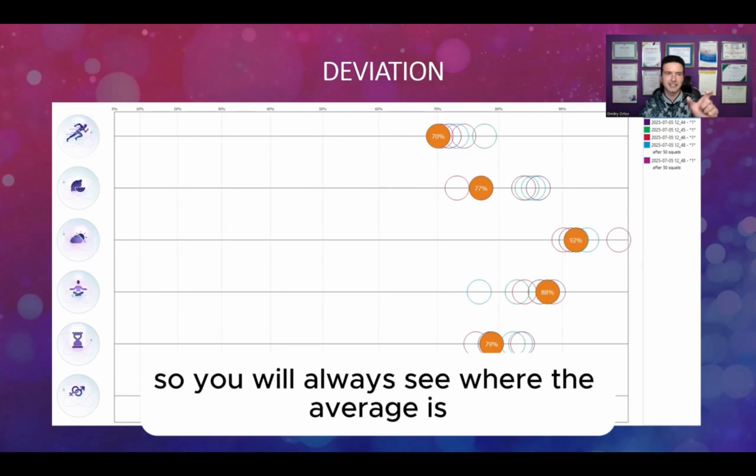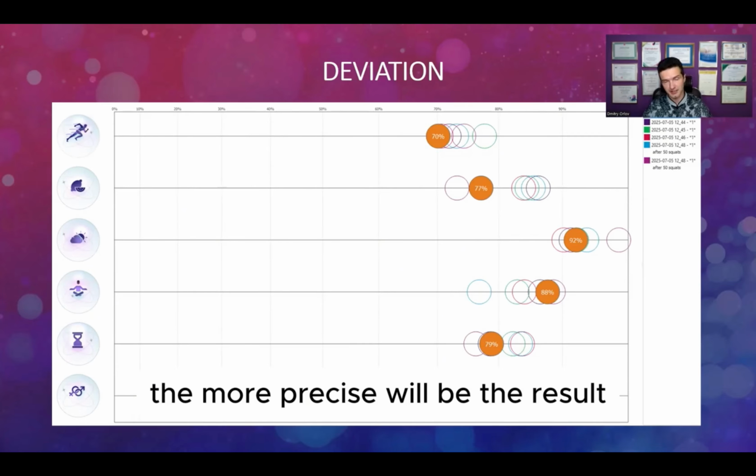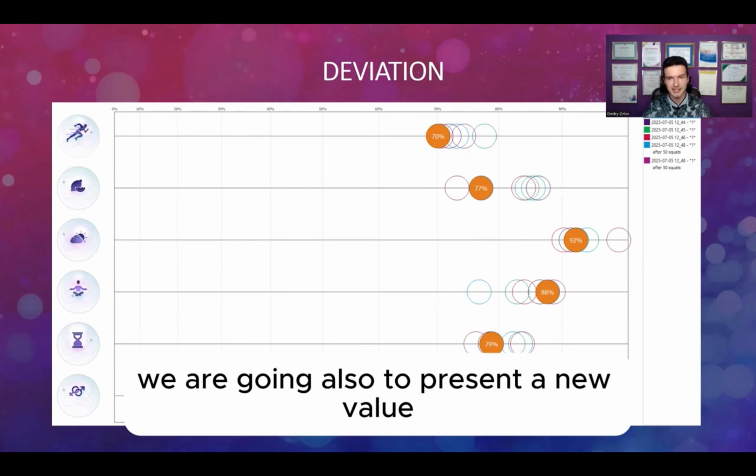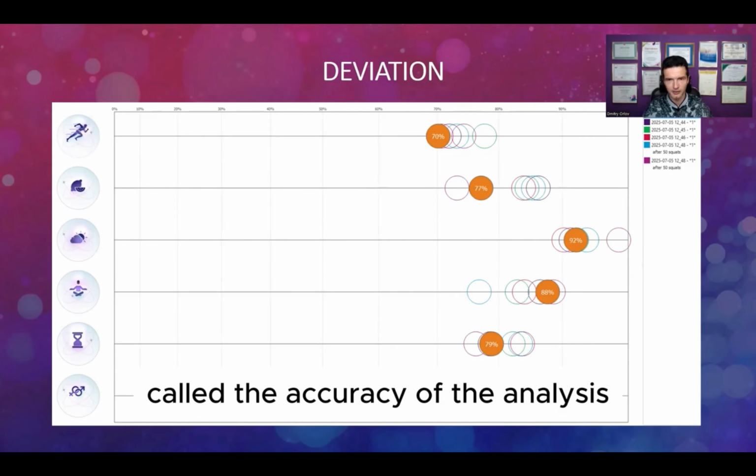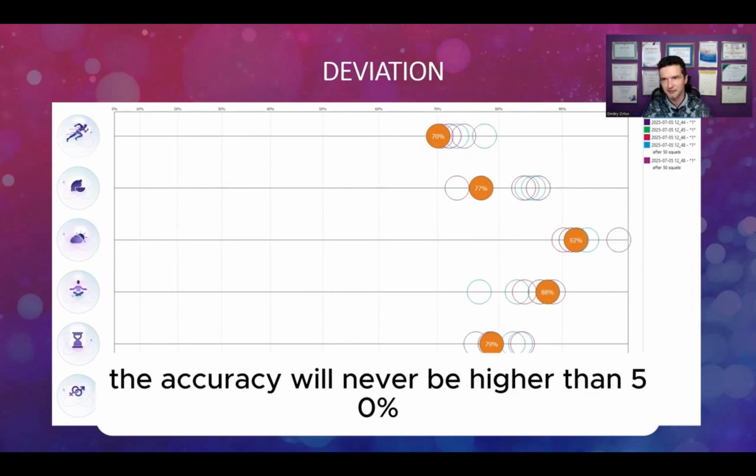So you will always see where the average is for this particular person for the previous scans made. So the more scans you make, the more precise the result will be. We are also going to present a new value called the accuracy of the analysis. And if you make only 1 or 2 scans, the accuracy will never be higher than 50%.